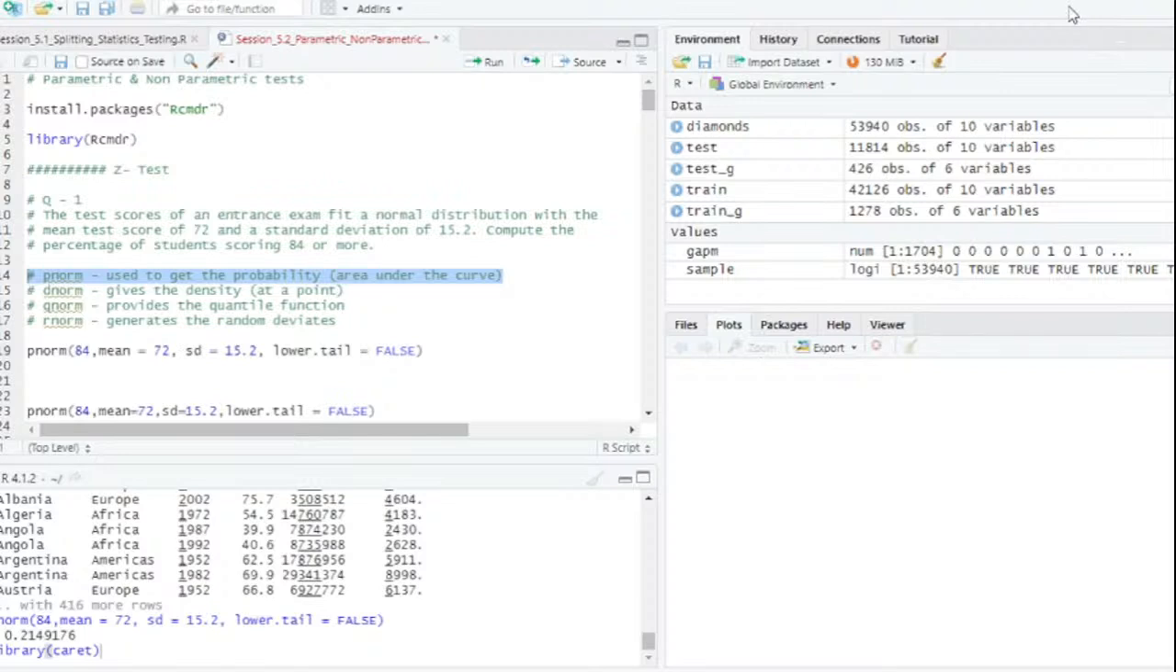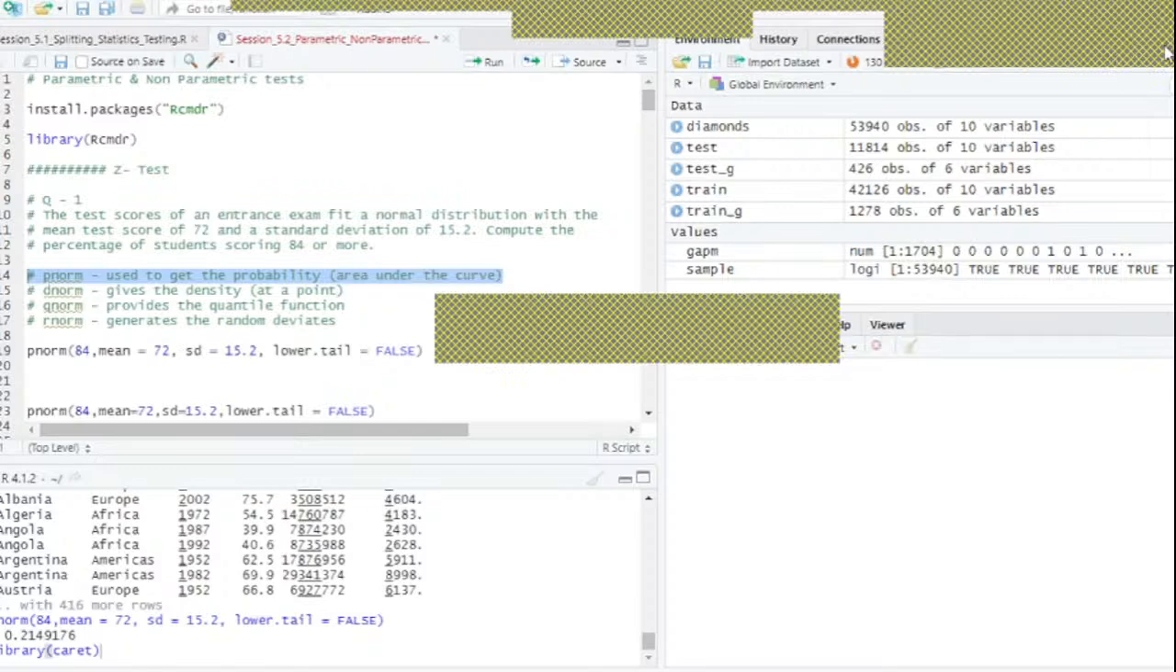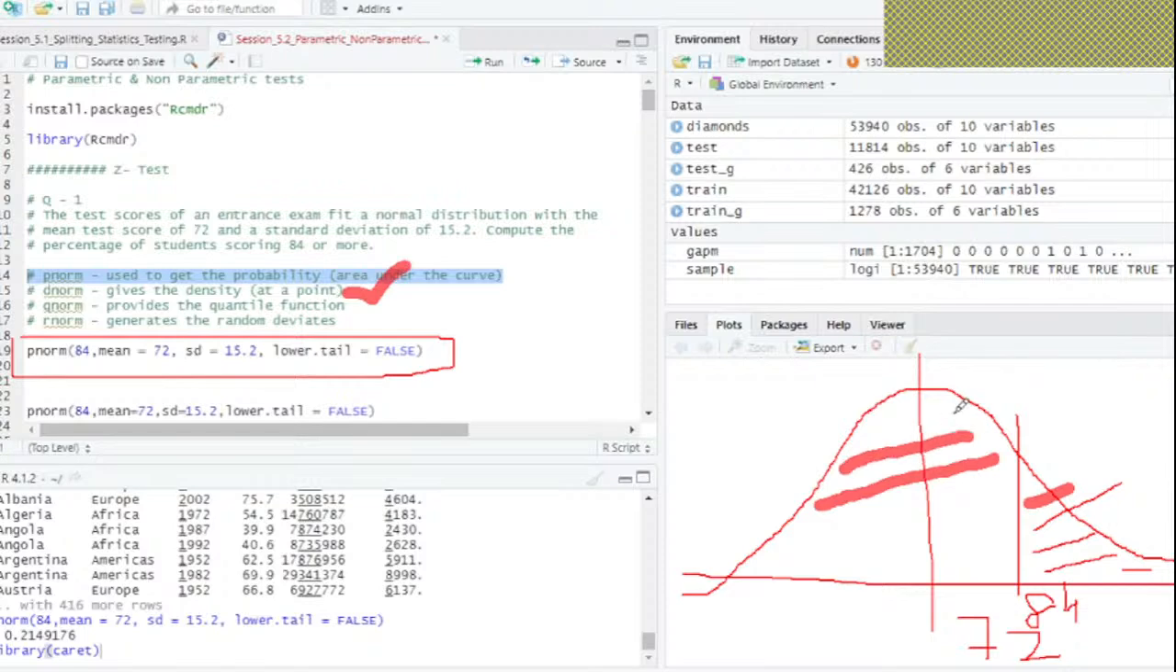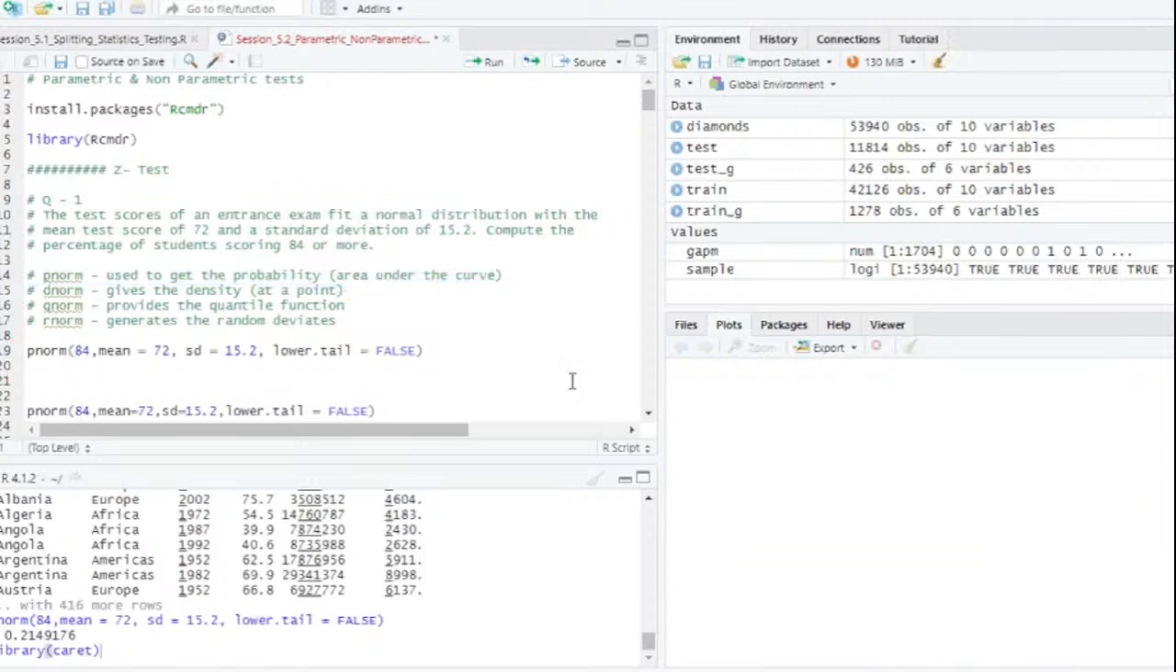Yeah, why are we writing lower tail equal to false? Ram, if I don't write lower tail equal to false and run it, it will give me the area on the lower tail of this 84, okay? Ram, lower side means left side. You can try it. Let me write lower tail equal to true, and see what do I get.